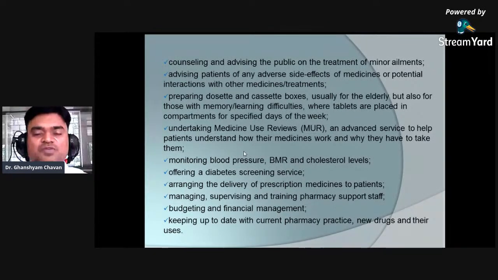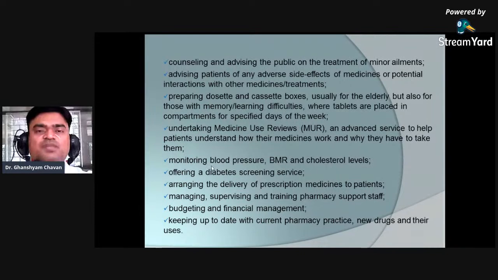In case of a gastric problem, if bloating is there, if diarrhea is there, you should take metronidazole, otherwise don't take that metronidazole. In that condition you should suggest to them regarding the therapy, which drug is for what, and when you will switch on the button and when you have to switch off the button regarding that typical drug. Monitoring blood pressure, BMR, and cholesterol levels.